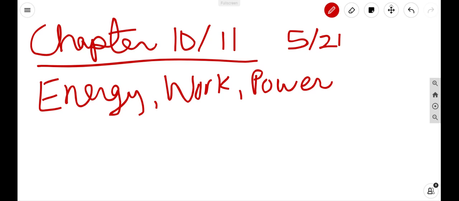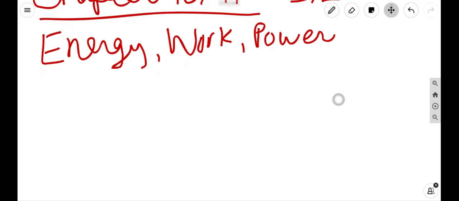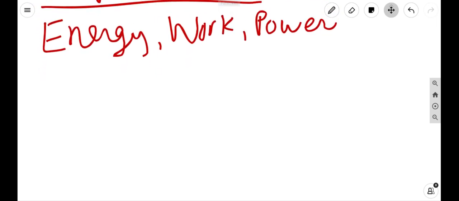And I didn't think you'd be able to, looking at some of the stuff we were trying to do. The chapter 8 equations were a little difficult to do online teaching. Chapter 10 and 11 equations are like multiply these two numbers together. So we might do a little bit of math with this chapter. So we have energy, work, and power.